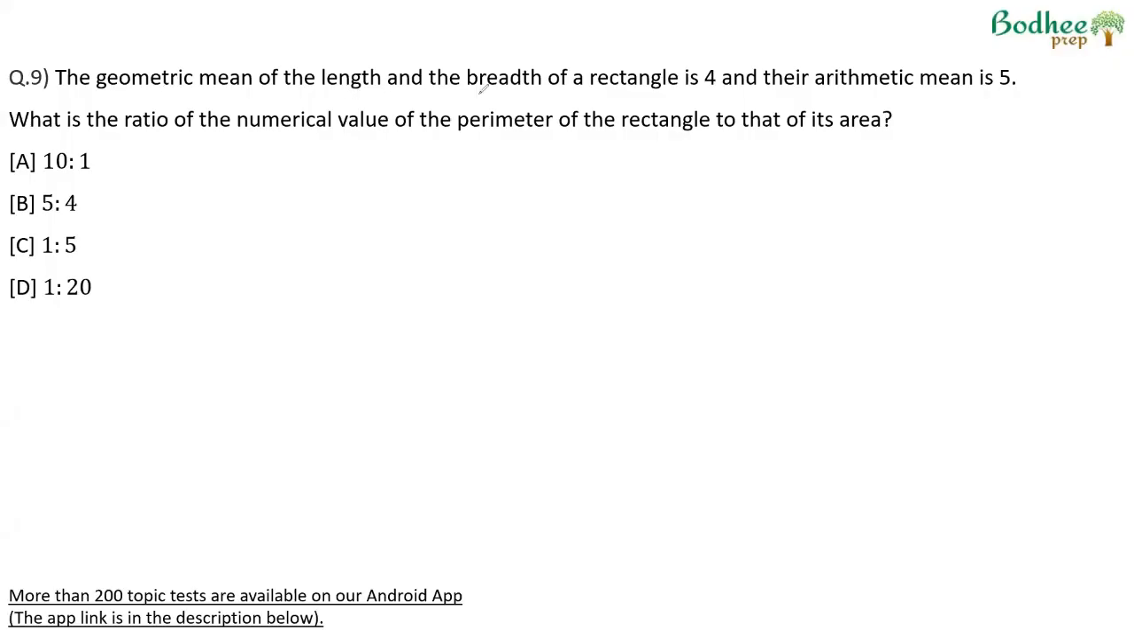The geometric mean of the length and breadth of a rectangle is 4. If the length is L and breadth is B, the geometric mean root of L into B is 4, which means L into B is 16. And the arithmetic mean (L plus B) by 2 is 5, which means L plus B is equal to 5 into 2, which is 10. What is the ratio of the numerical value of the perimeter of the rectangle to that of its area?